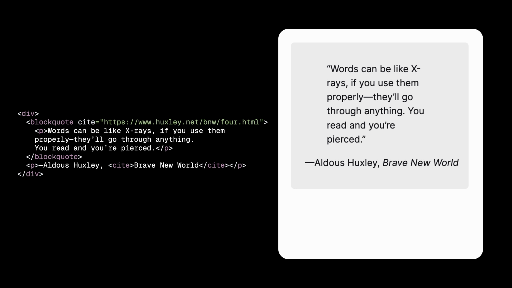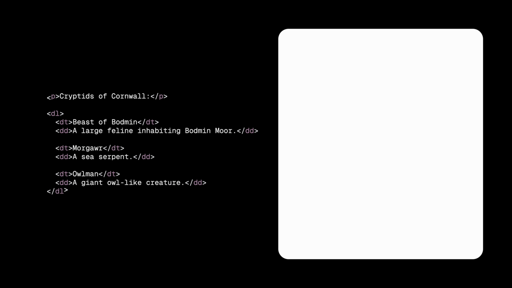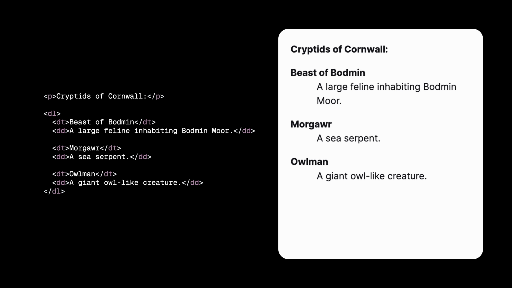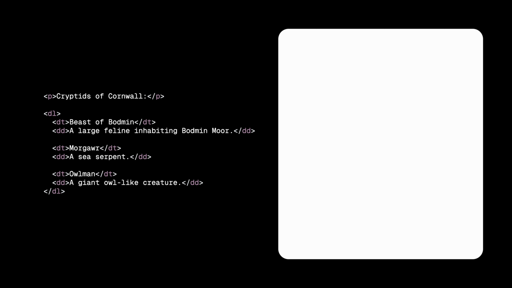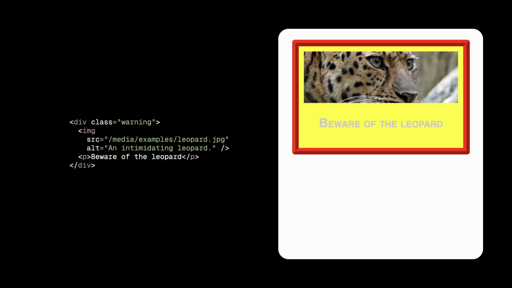A URL for the source of the quotation may be given using the cite attribute, while a text representation of the source can be given using the cite element. DD provides the description, definition, or value for the preceding term DT in a description list, DL. Div is the generic container for flow content.